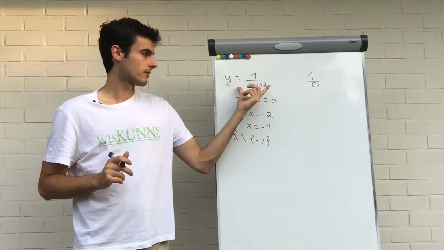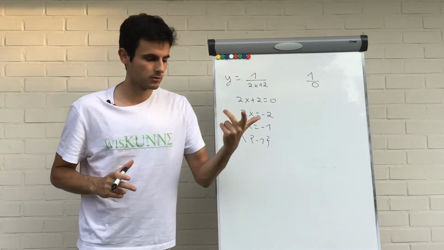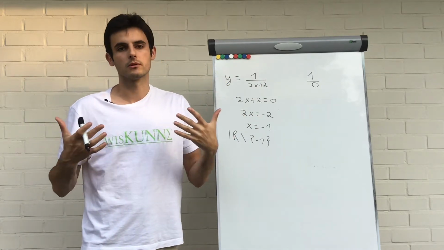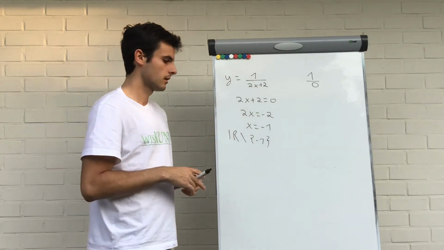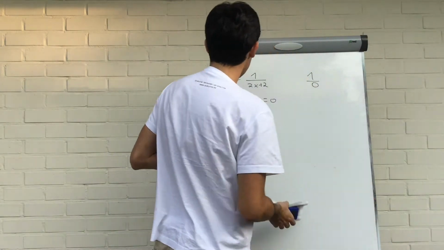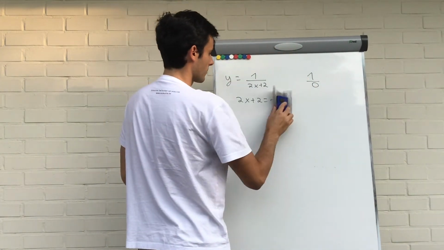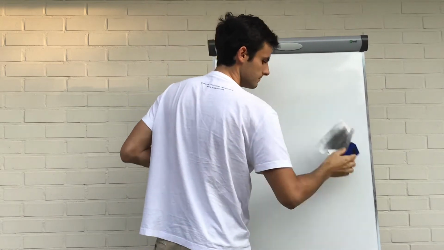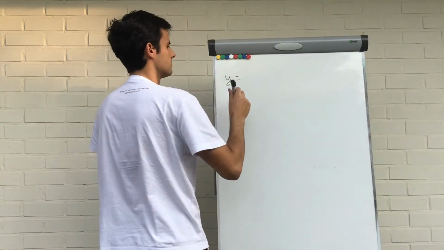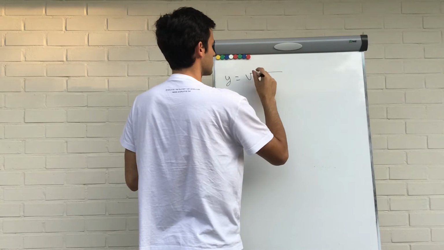So domain is R without minus 1. So you can find all the points that you can include, but that's a lot of work because there is just one point that you need to exclude. Second example is with a square root. First example was with a fraction, now it's with the square root.